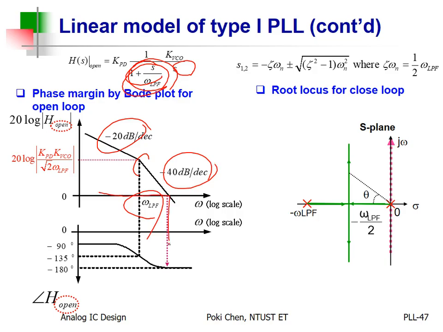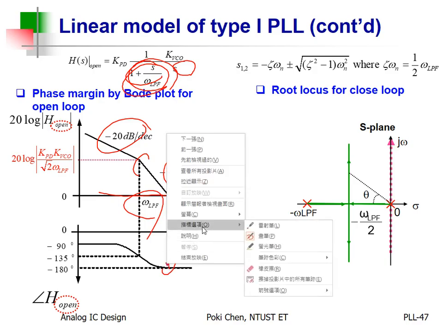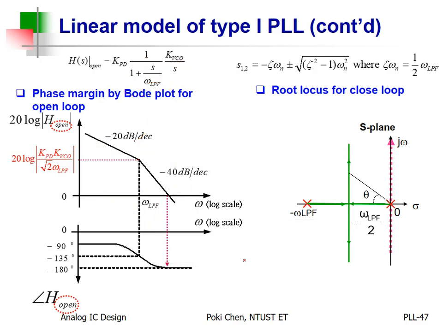You can see here. Is it good? No. It's no good. Okay? So what you can do is, right now, phase margin is zero according to this plot. So you need to lower down the curve. How to lower it down?